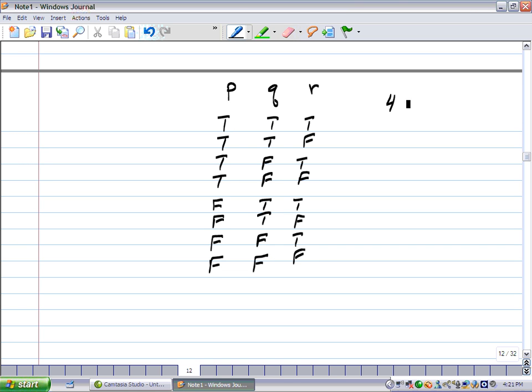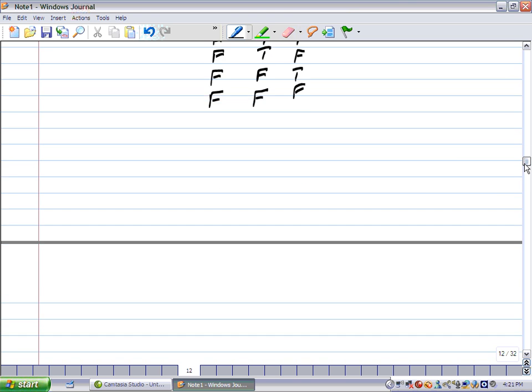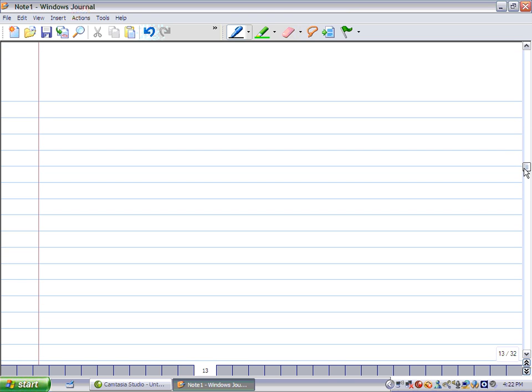If we had 4 letters, there would be 2 to the 4th, or 16 rows. We're not really going to look at those, but that's how that would work. Okay, let's create our own truth tables using those 4 tables. Let's start with one that's P and not Q.